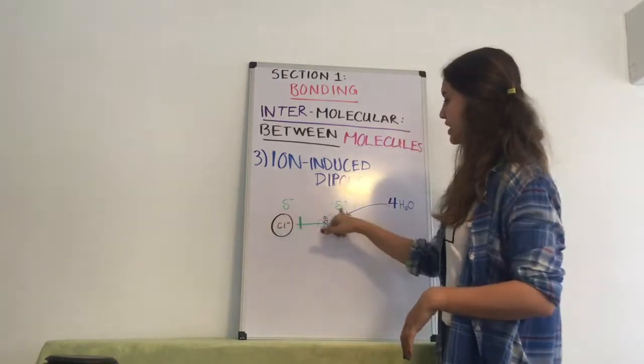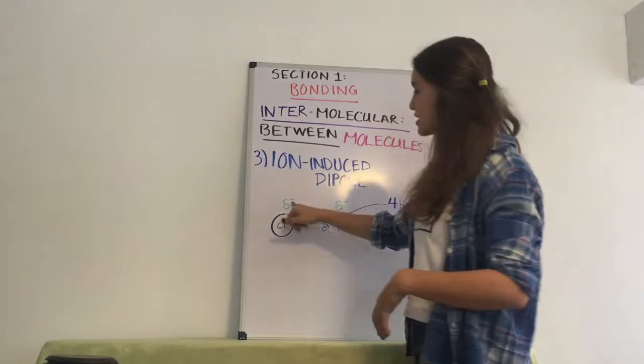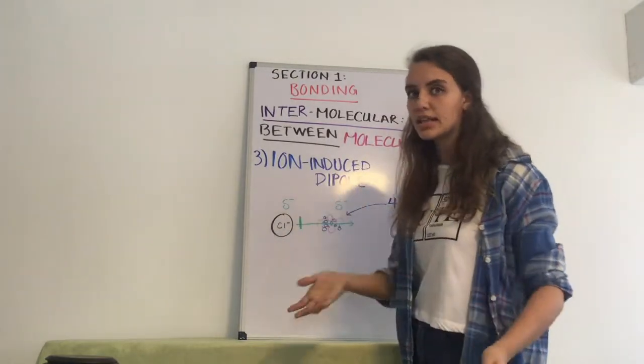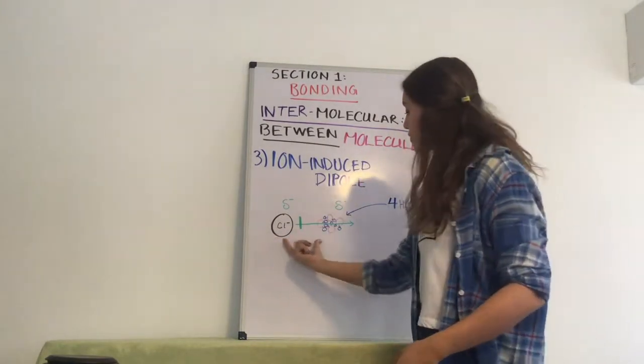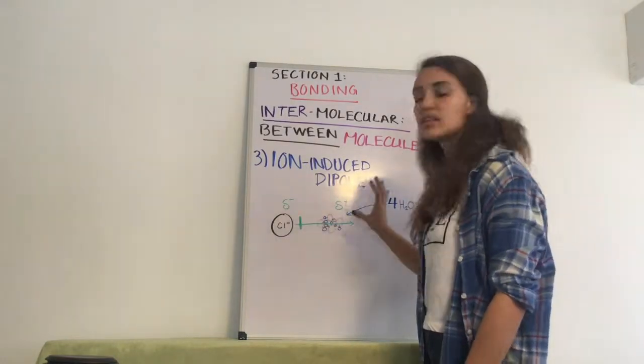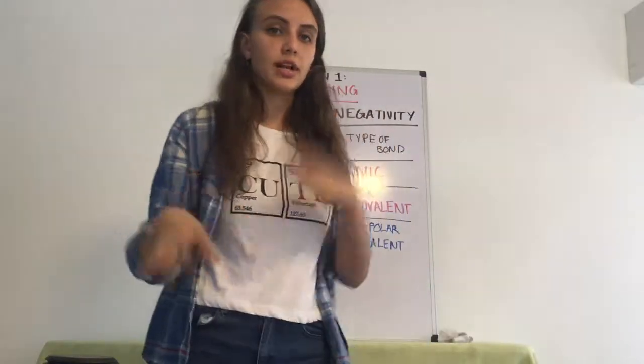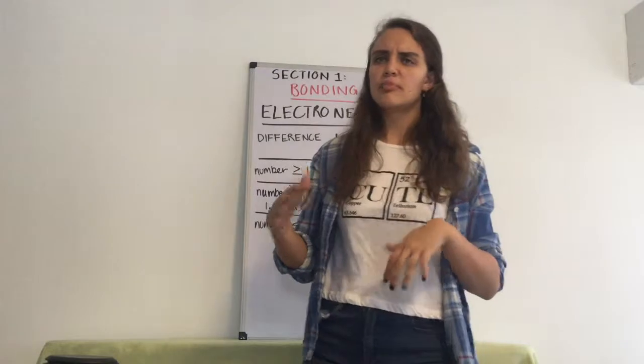If we look here, these are deltas, and that means slightly positive or slightly negative. Since I have a little minus, that means it's slightly negative. So this ion will travel towards this molecule because it's slightly negative, and this molecule is slightly positive, and that's what ion-induced dipole is.